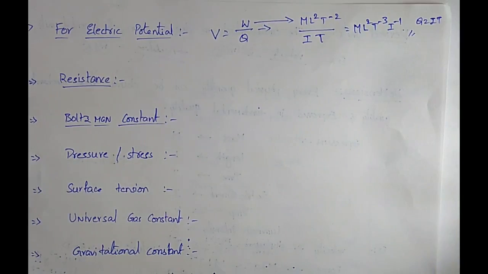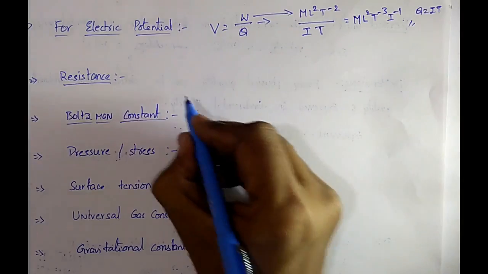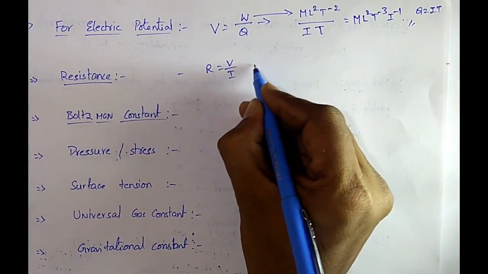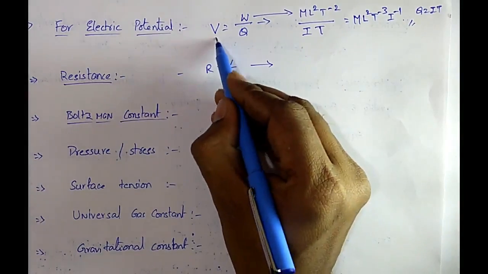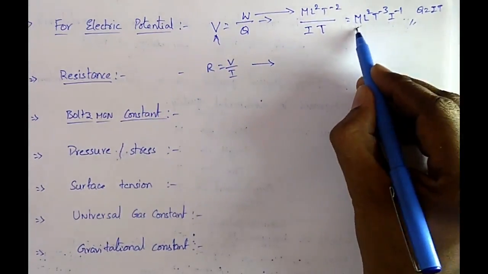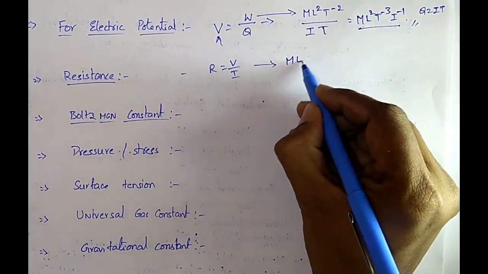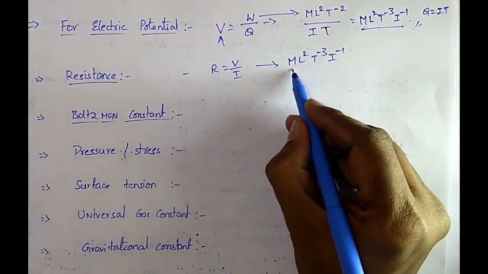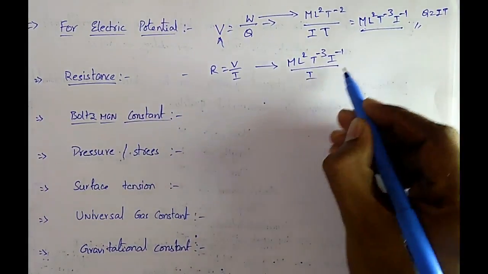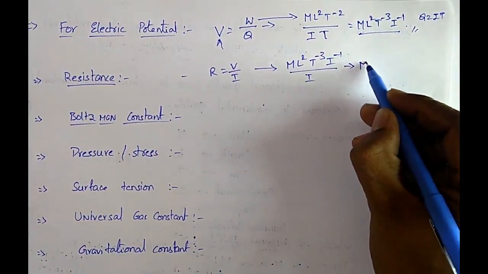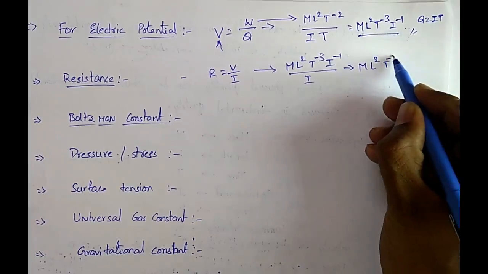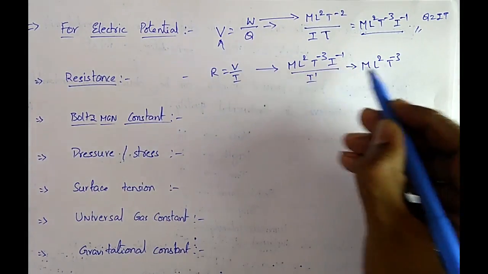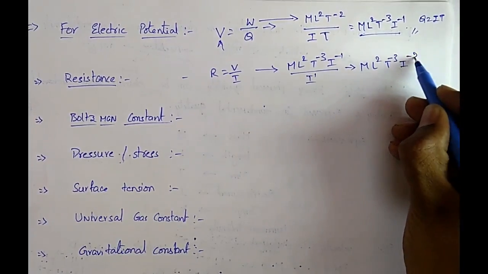Coming to resistance, we know that the resistance R equals V by I, that is voltage by current. The dimensional formula for voltage is M L square T power minus 3, I power minus 1, divided by the current I. Here the total is M L square T power minus 3, I power minus 1, and I power 1 in the denominator. Bringing it to the upper side, I power minus 2.